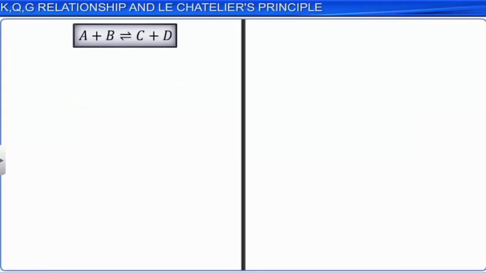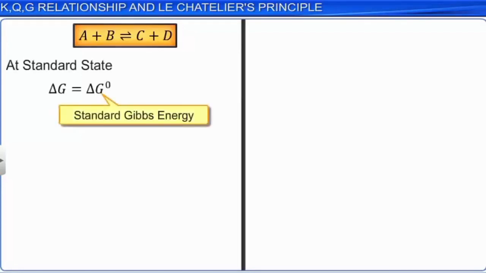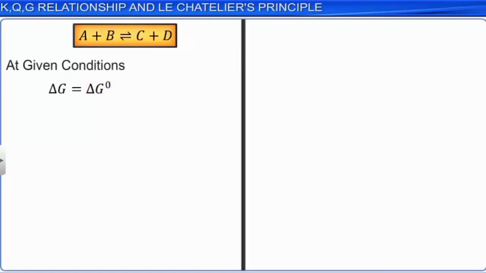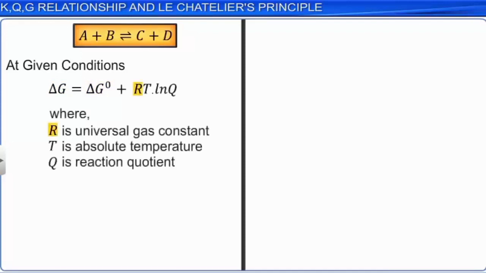Consider a general reversible reaction, reactants A and B, in equilibrium with C and D. The change in the Gibbs energy of a reaction in which all the reactants and products are in the standard state is known as standard Gibbs energy change, which is represented by delta G naught. The relationship between Gibbs energy change, delta G, and standard Gibbs energy change, delta G naught, is given as delta G is equal to delta G naught plus RT ln Q, where R is the universal constant, T is absolute temperature, and Q is reaction quotient.